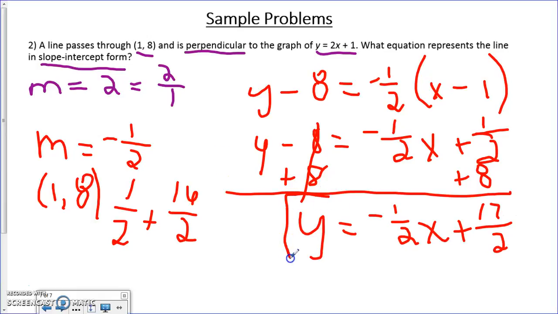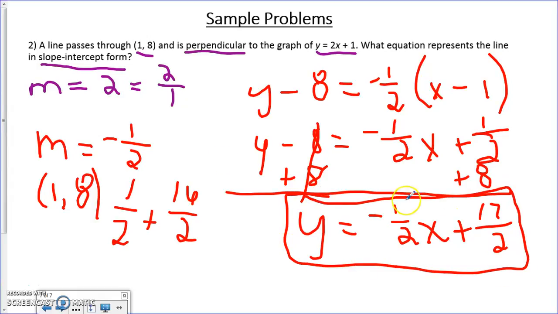And again, we can always double check. It had to be perpendicular, so opposite reciprocal slope. The opposite reciprocal of 2 is -1/2.